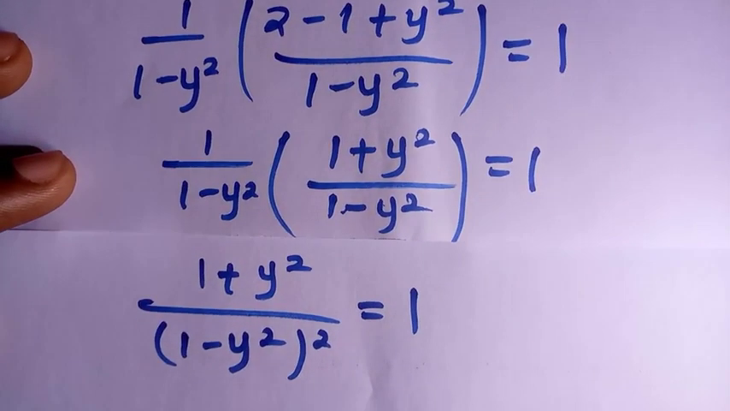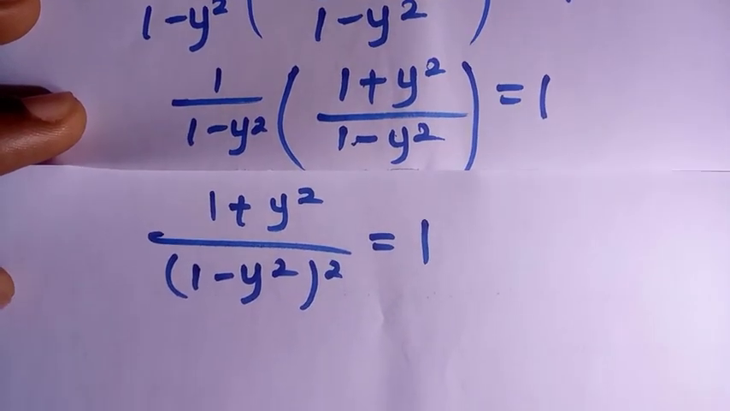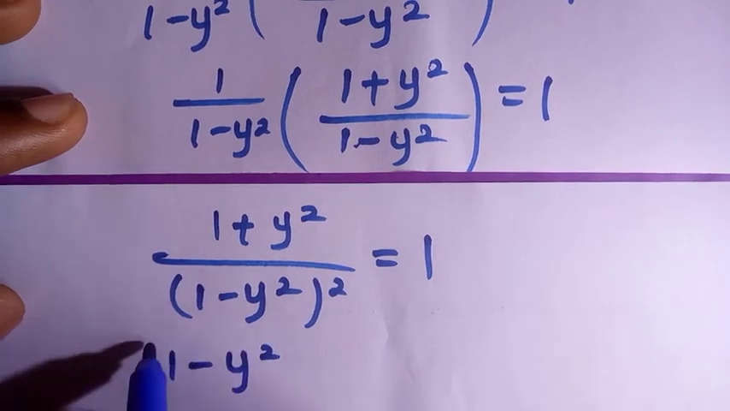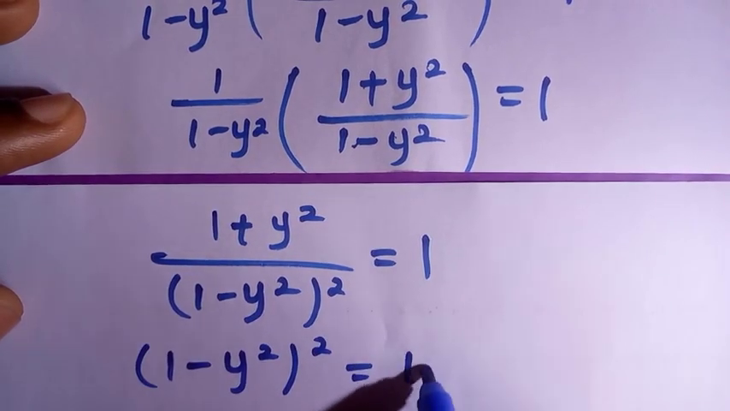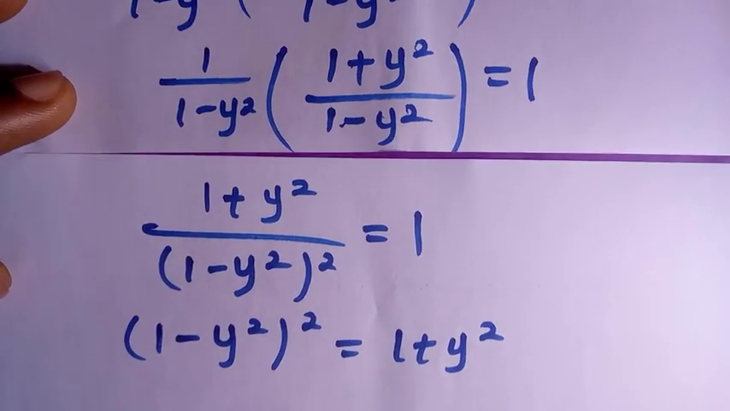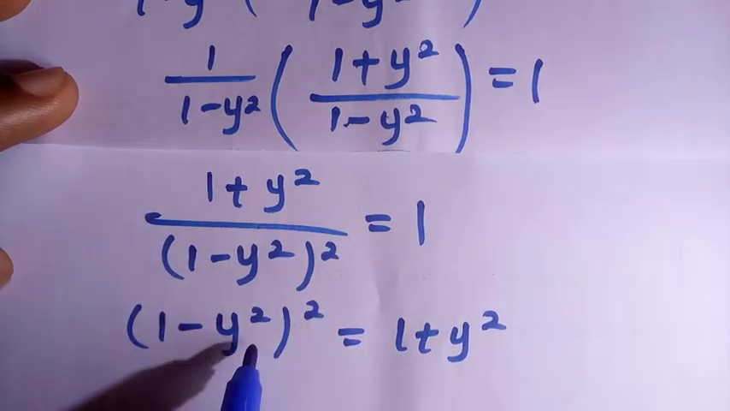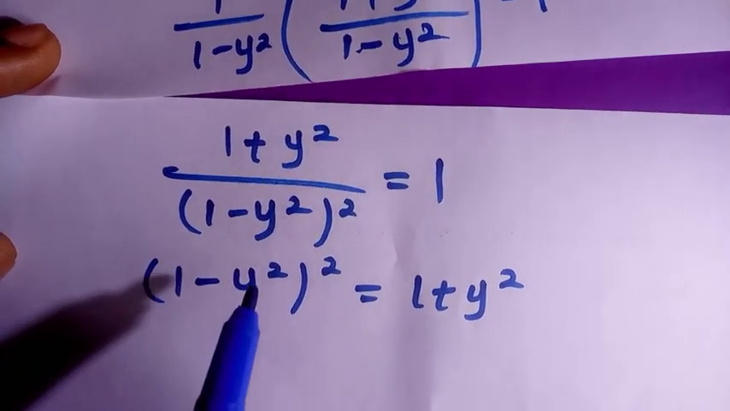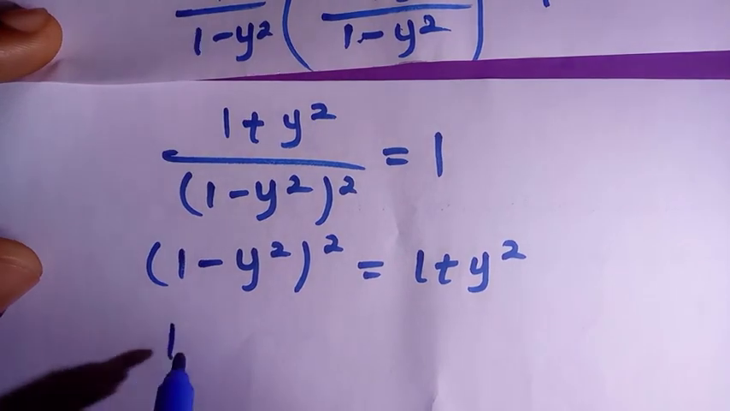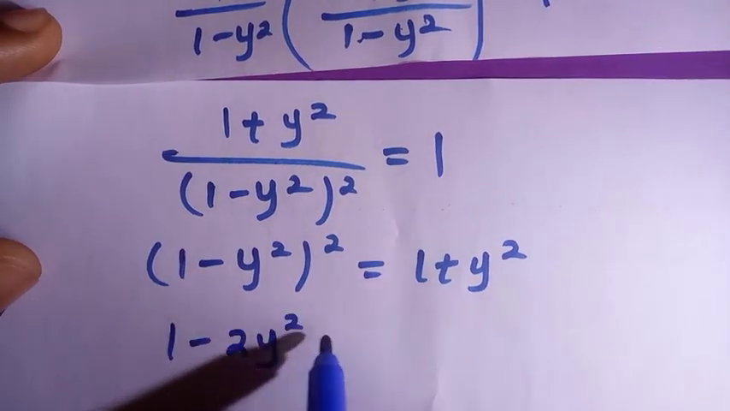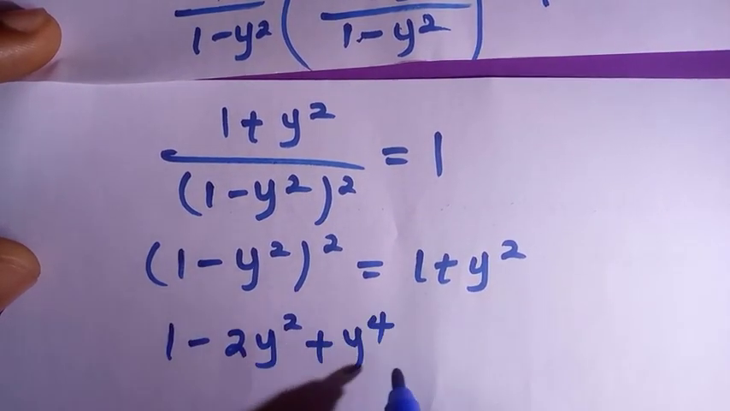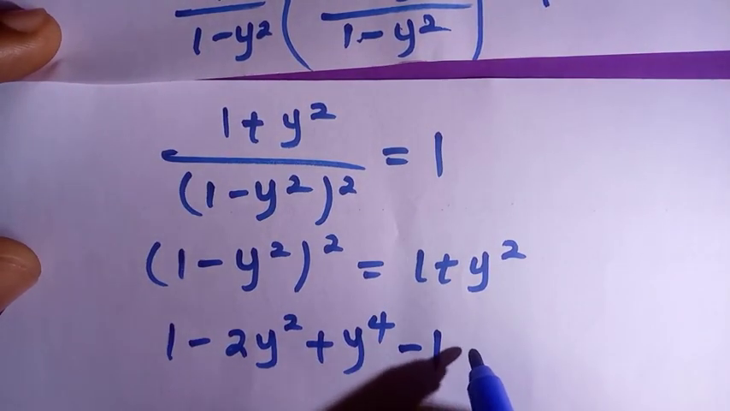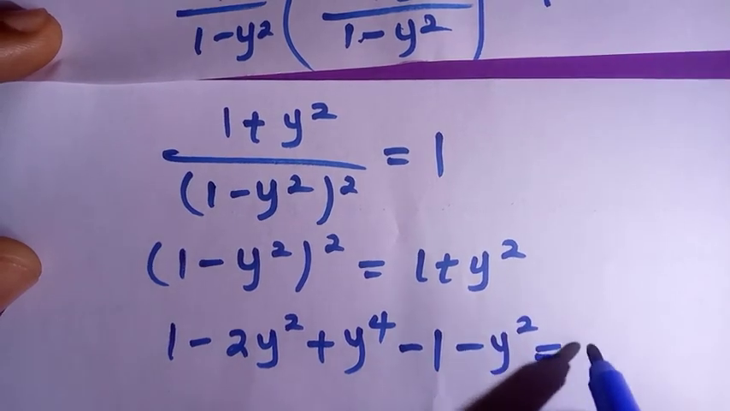1. So by cross multiplying, 1 minus y square all square, we multiply 1, and I'm going to position it at the left hand side as this, then equals to 1 plus y square, which is the numerator. And by trying to expand 1 minus y square all square, the result is going to give us 1 minus 2y square plus y raised to the power of 4. And I will transfer all these things here. Everything becomes negative minus 1 minus y raised to the power 2 equal to 0.